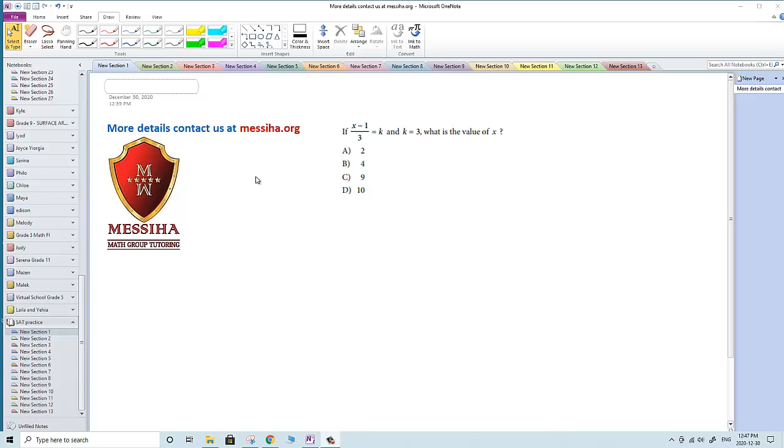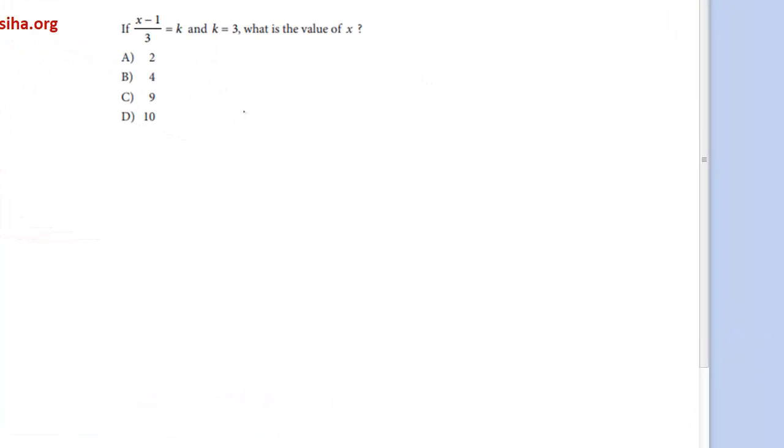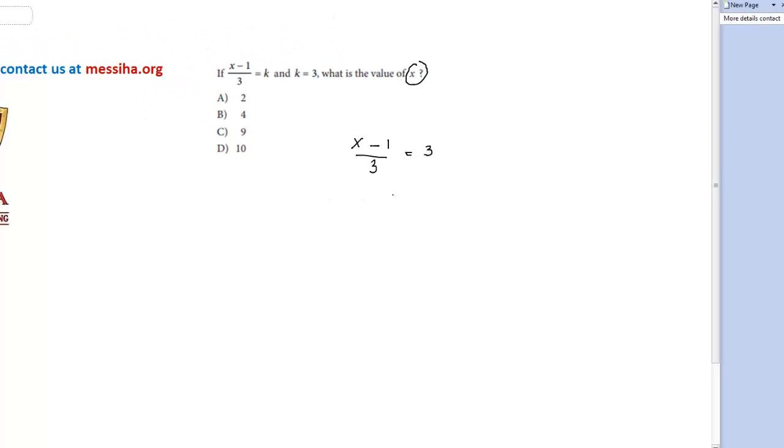Good morning, student. First question, it's saying if (x minus 1) over 3 equals k and k equals 3, what is the value of x? So first of all, if k equals 3, I have to rewrite this equation. So I'm going to say (x minus 1) over 3 equals 3.